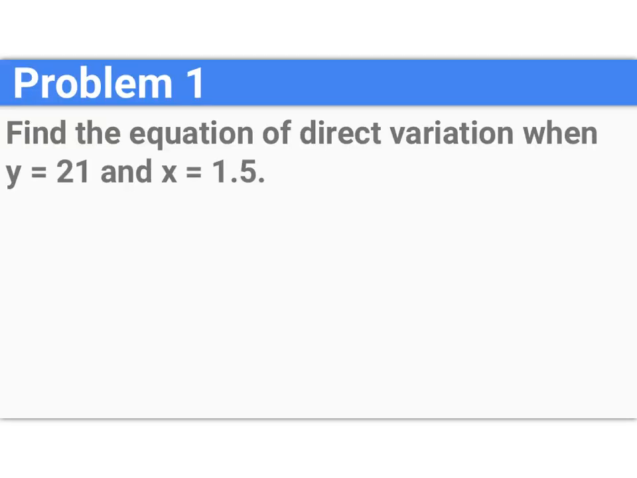Okay, so find the equation of direct variation when y equals 21 and x equals 1.5. So we're going to use y equals kx. We're going to substitute 21 equals k times 1.5. Divide both sides by 1.5. And then 21 divided by 1.5 equals 14, so k is 14. So now we come back to our general equation. Y equals 14x.